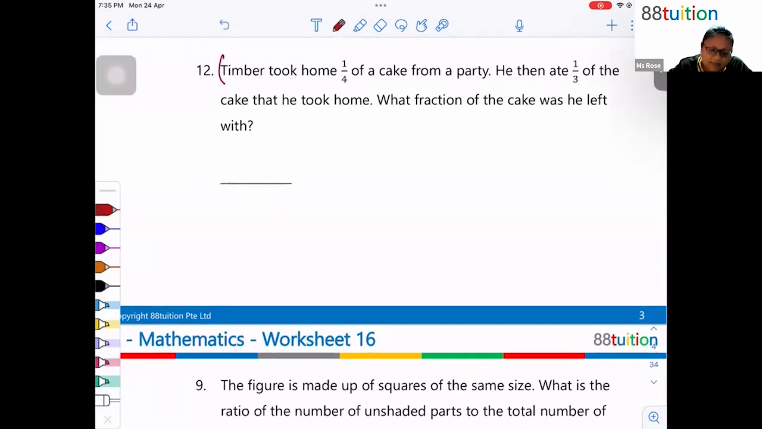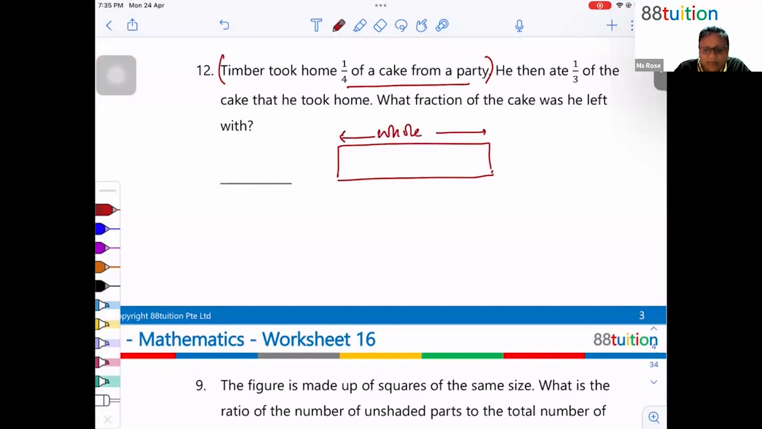Now, take a look at this sentence. What does it say? It says Timber took home 1/4 of it from a party. So what I have here is 1/2 of the cake, which is 4/4. And 1/4 of the cake would be this. So this is what he took home. Okay, that's what he took home.